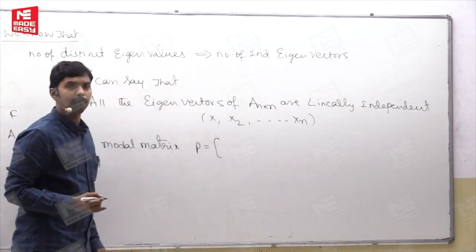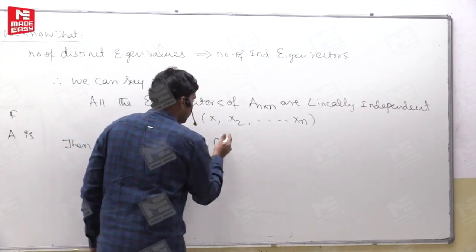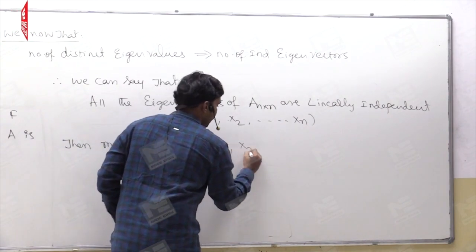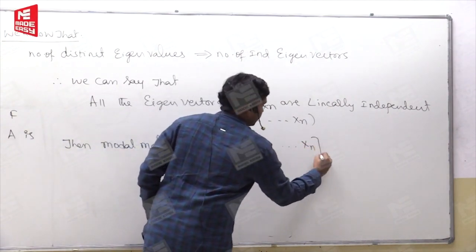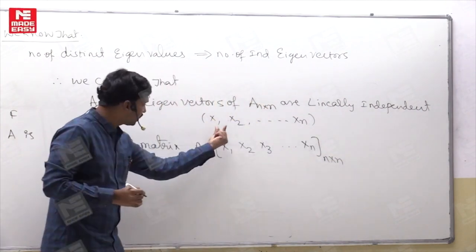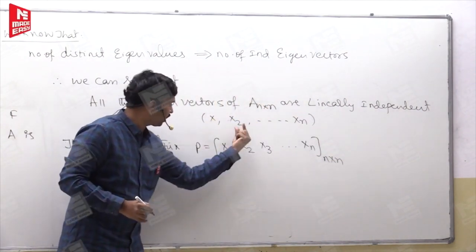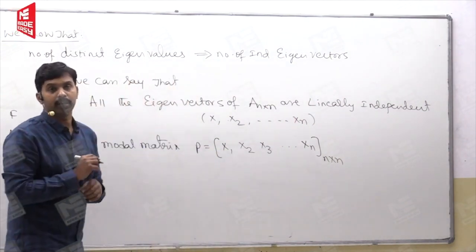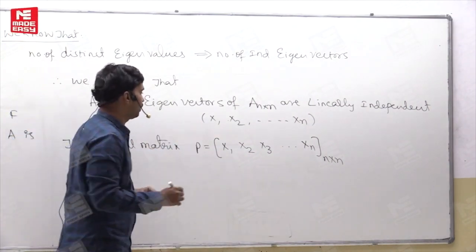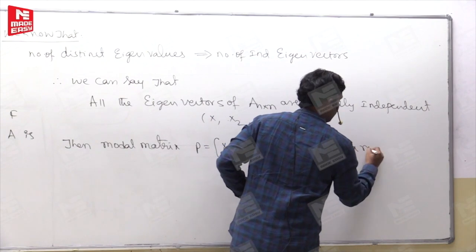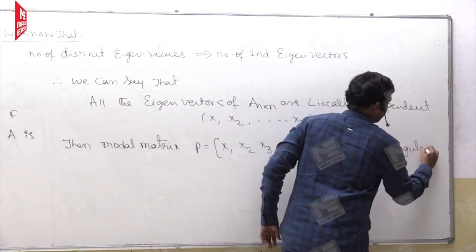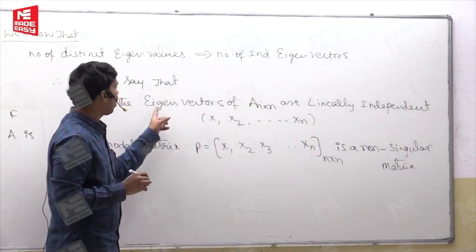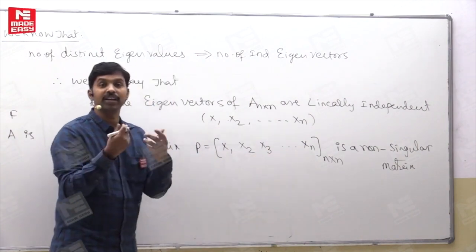P is equal to, what is the model matrix? It consists of eigenvectors as column vectors, that is x1, x2, x3 and so on, xn. It is an n by n matrix because it has n column vectors. So totally it becomes an n by n square matrix, right? So this model matrix P is a non-singular matrix. Why? Because all the column vectors are linearly independent.